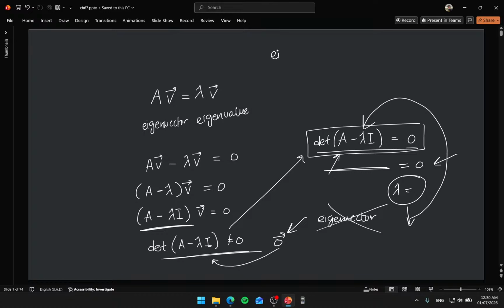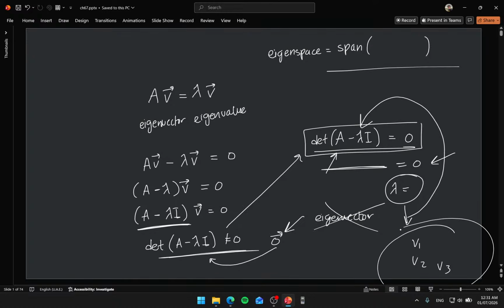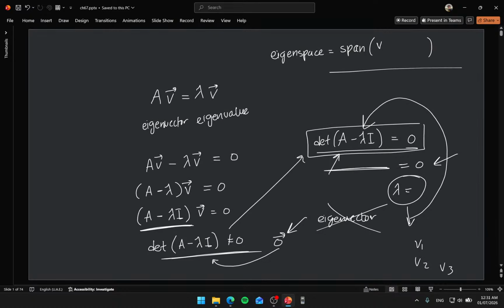The eigenspace is the set of all possible eigenvectors. So the eigenvectors that I will find form a basis, so they are part of the span function. So let's say I get v1, v2, and v3. So these are eigenvectors. They form a basis for the span function for the eigenspace. So we write v1, v2, v3. So any linear combination of these eigenvectors are part of the eigenspace. So the eigenspace is the set of all possible eigenvectors. We can form all possible eigenvectors using the basis.